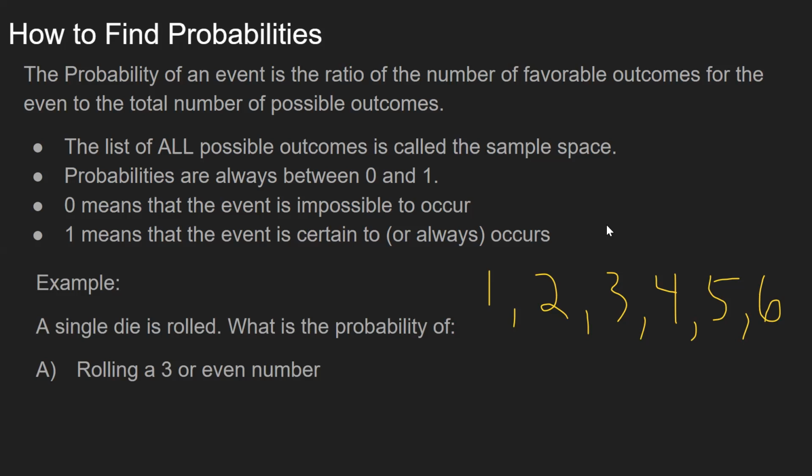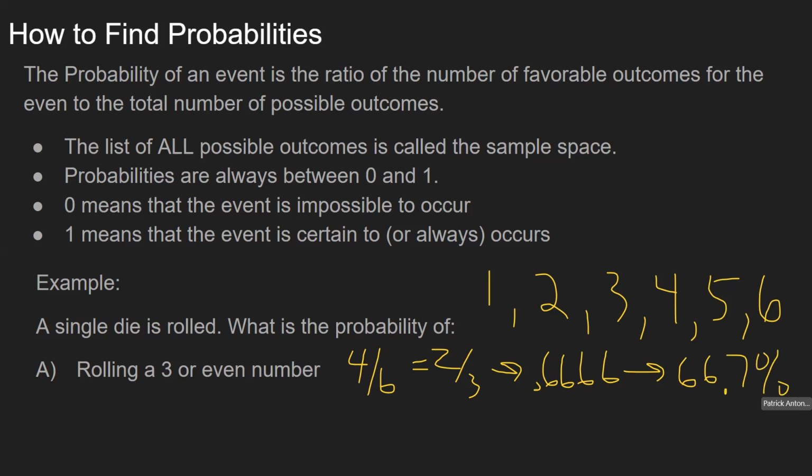Rolling a 3 or an even number. Well, what I want to occur can be a 3, a 2, a 4, or a 6. So that's 4 possible outcomes that are favorable to a total of 6 outcomes altogether. So that would be 4 out of 6, which reduces to 2/3, which can be converted to 0.6 repeating as a decimal. If we round that as a percent, it'd be 66.7%. Those are different ways to express the probability. You typically will see it presented as a decimal or a percent. They don't often do fractions, but sometimes it happens.